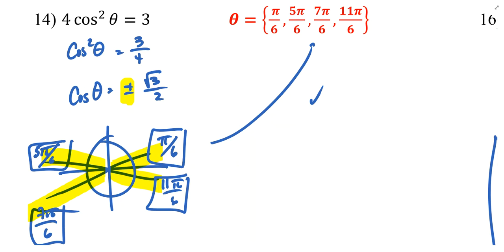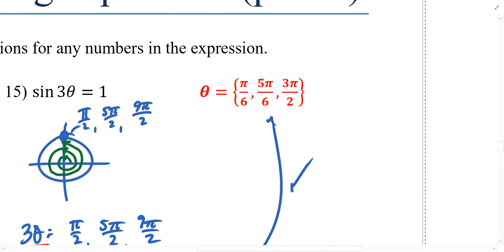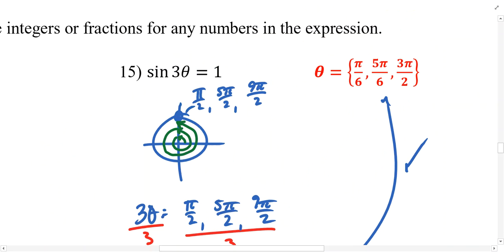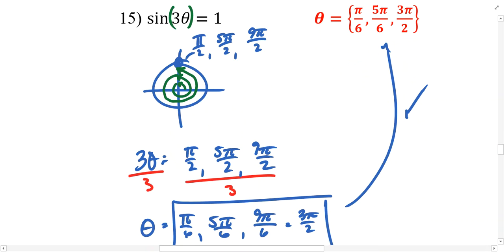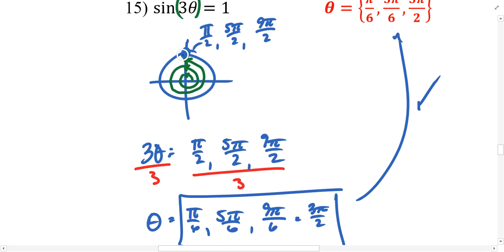And for number 15, now this is one of those that's going to require some additional rotations to find all solutions. We know that sine of 3 theta is equal to 1. Well, the position in the unit circle that's got a y-coordinate of 1 is right here at the top of the circle. But that only happens one time around the unit circle. So we'd be tempted to answer with just pi over 2.